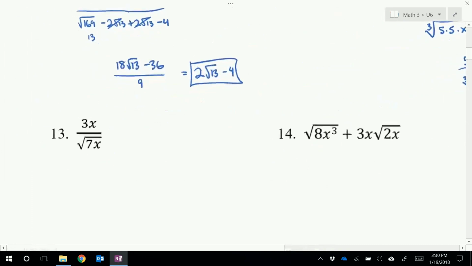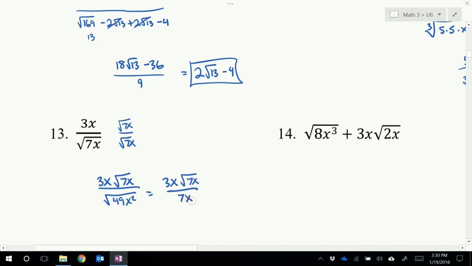Number 13, square root of 7x. In the denominator, we need to rationalize that. So I'm going to multiply by square root of 7x over square root of 7x to create a perfect square in the denominator. And we end up with 3x root 7x over root 49x squared, which is 3x root 7x over 7x. And divide top and bottom of the fraction by x, and you end up with 3 root 7x over 7.